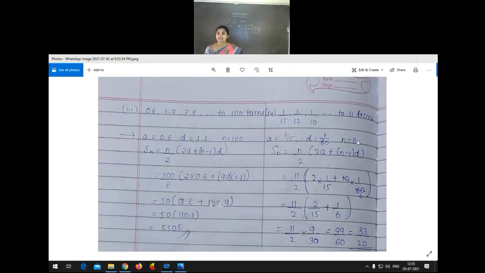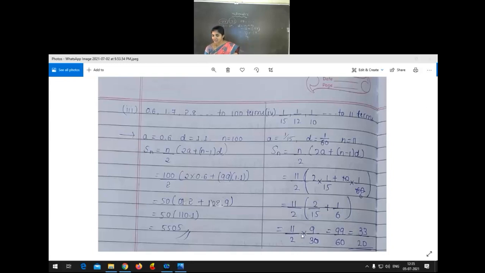N is equal to 11. Now we have to use the formula Sn is equal to n divided by 2 into 2a plus n minus 1 into d. So that is n is 11 by 2, 2 into the a value, which is 1 by 15, plus here n minus 1, that is 11 minus 1, that is 10, into D, which is 1 by 60. Then 10 and 60 get cancelled. That is 10 ones are 10, 10 sixes are 60. So then what answer did you get? 11 by 2 into 2 by 15 plus 1 by 6.